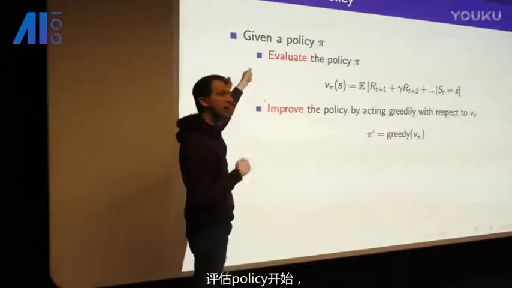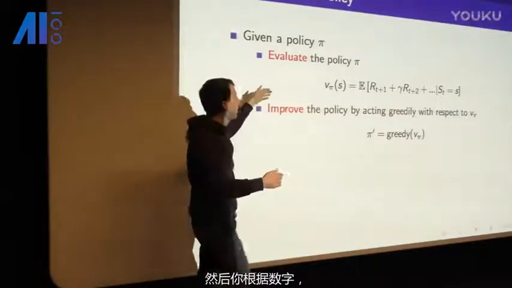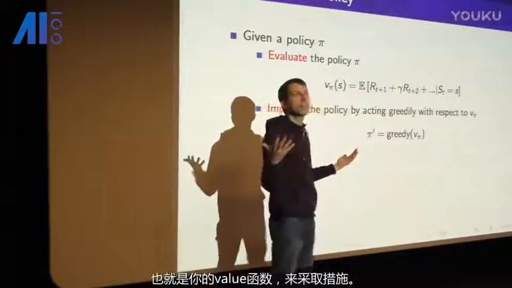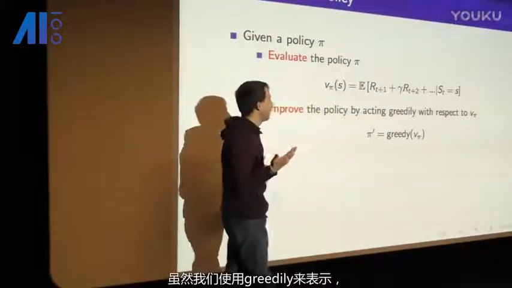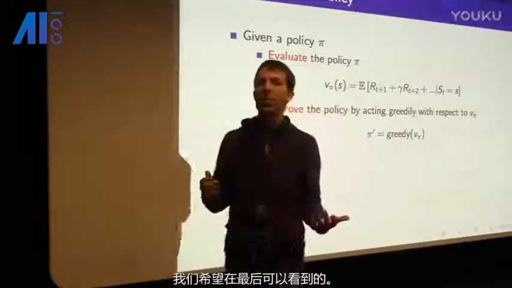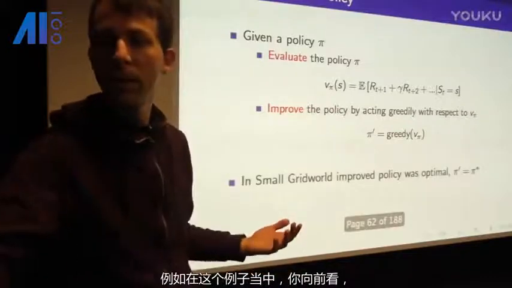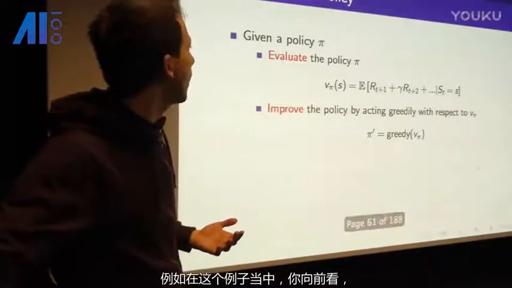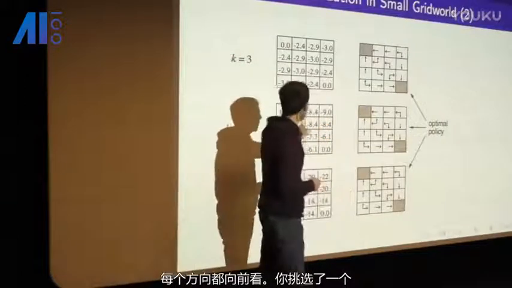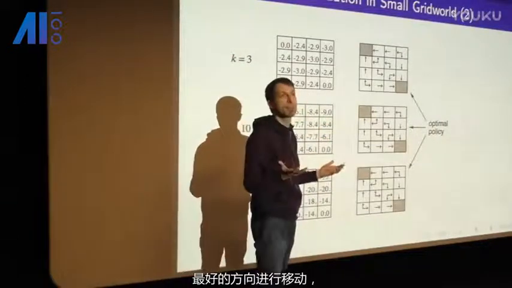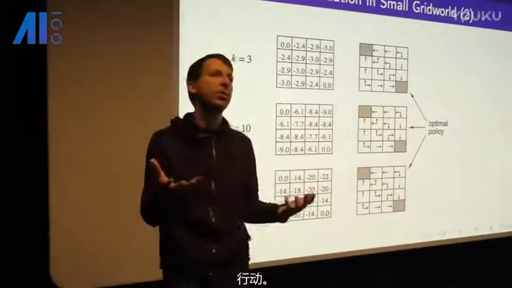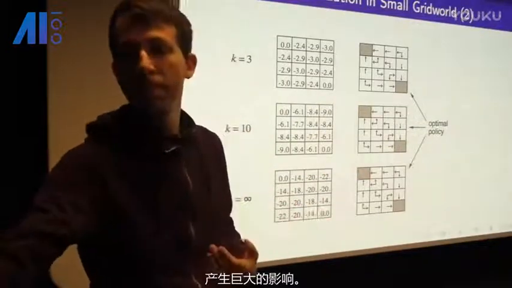So you start with a policy, you evaluate that policy, and then you act greedily with respect to the numbers that you filled in, with respect to your value function. We'll define precisely what we mean by greedy, but essentially we mean precisely what we saw in the last example, where you just look ahead in each direction, and you pick the one which is the best. So you consider each action, and you look at the value of where it takes you, and you pick the one which is best. That's what it means to act greedily.